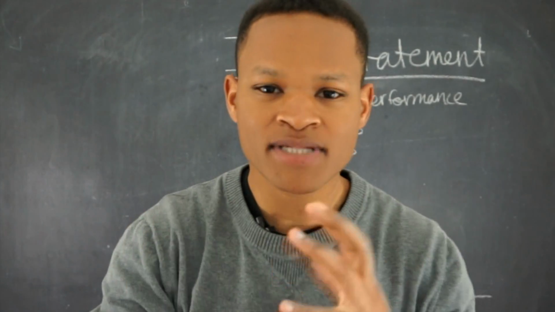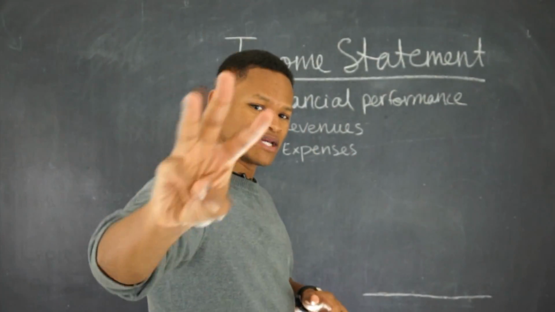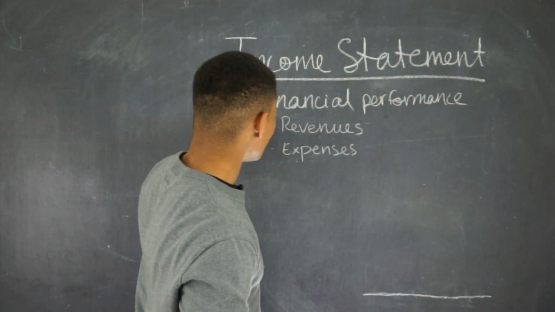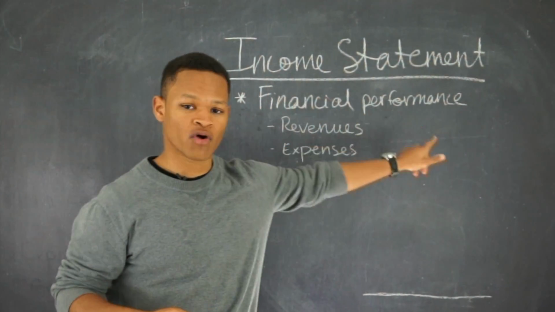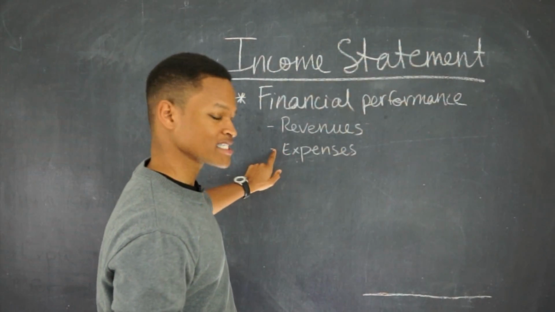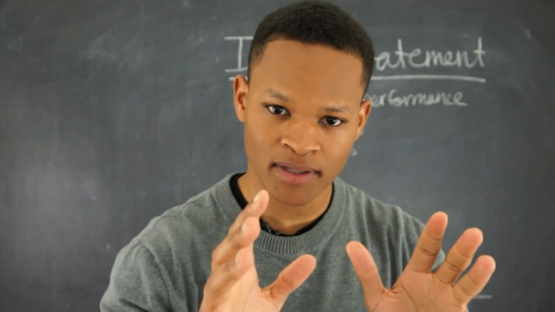So what is an income statement, and what's the point of even reading one? Well, an income statement is one of the three main documents that an investor uses in order to help them understand the financial performance of a company. The financial performance. What does it break down? It breaks down the company's revenues and the company's expenses in order to get us something called a net income. Hence the name, income statement.